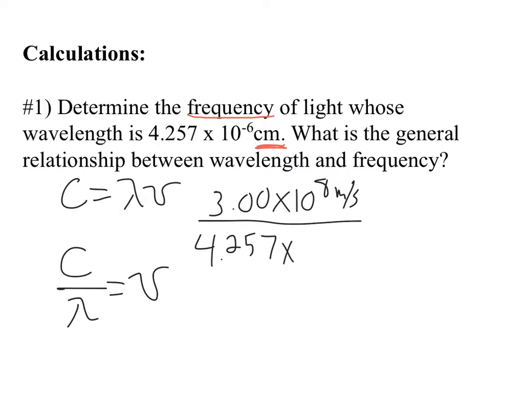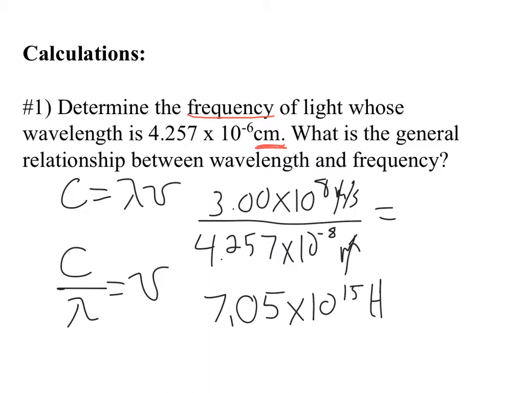4.257 times 10, and it's actually going to be the negative 8th, right, because centimeters are 1/100th of a meter. So in order to convert it to meters, I divide by 100 or move the decimal point 2 places over, and that gives us a different exponent. And from there, the meters are going to cancel each other out. We do the division using the calculator, and the result we get is 7.05 times 10 to the 15th hertz, or cycles per second. Okay, so this is your final answer down here.